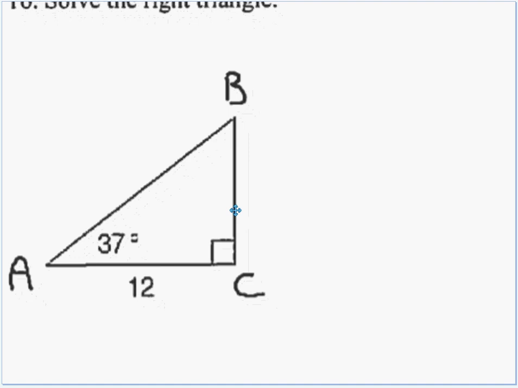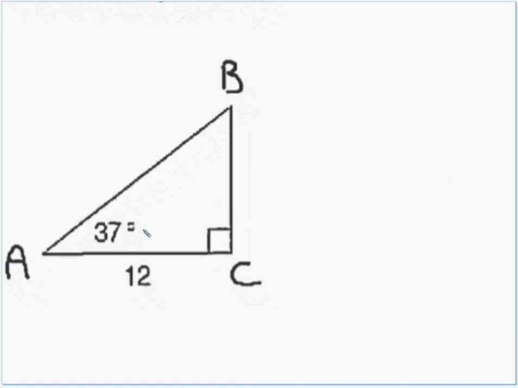Now here, we do want to find all missing info. The first thing and the easiest thing to find is the missing angle B. Angle B will be angle A subtracted from 90. So up here, angle B is 53. Now, I'm going to label across from angle A, I'm going to call this side A. And across from angle C, that will be my hypotenuse C.